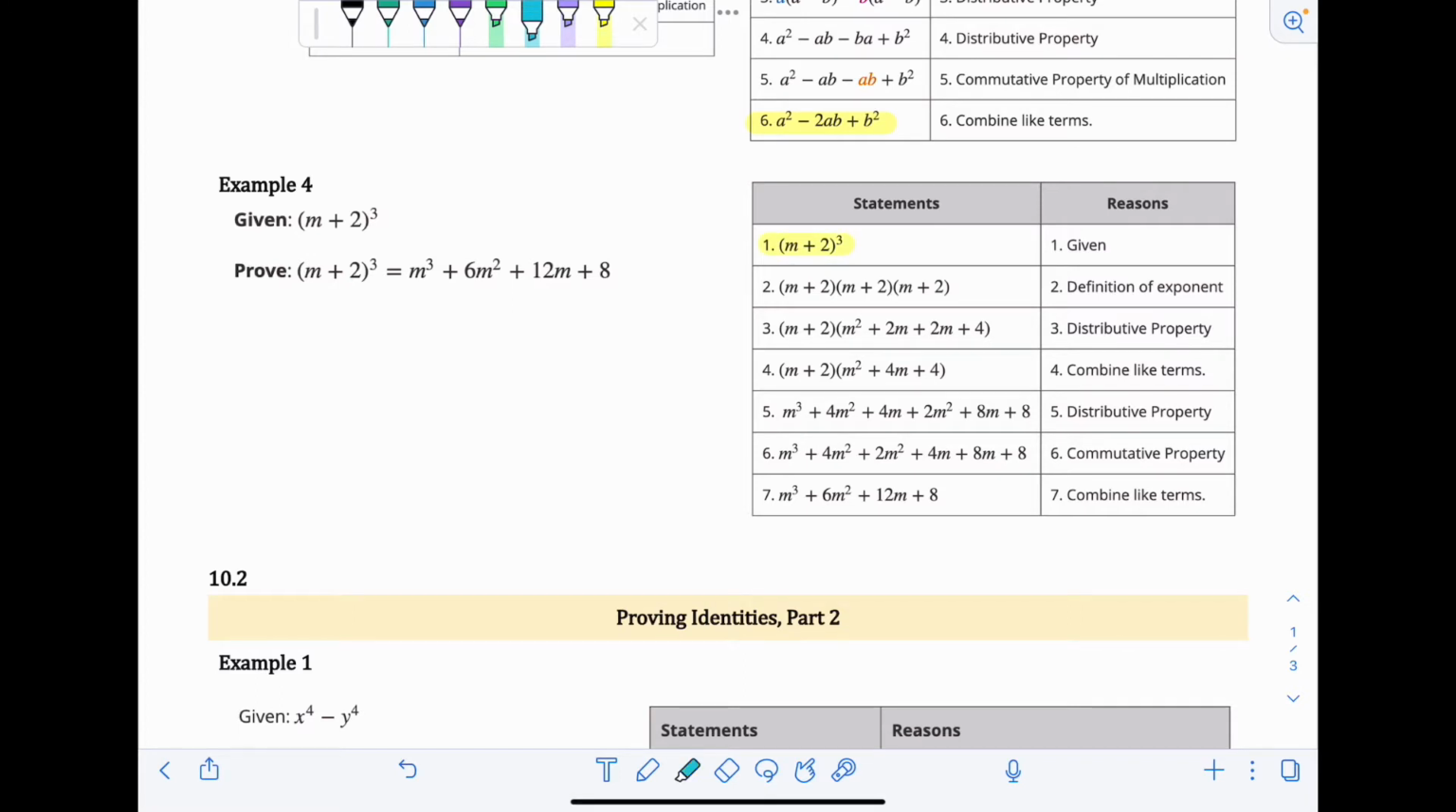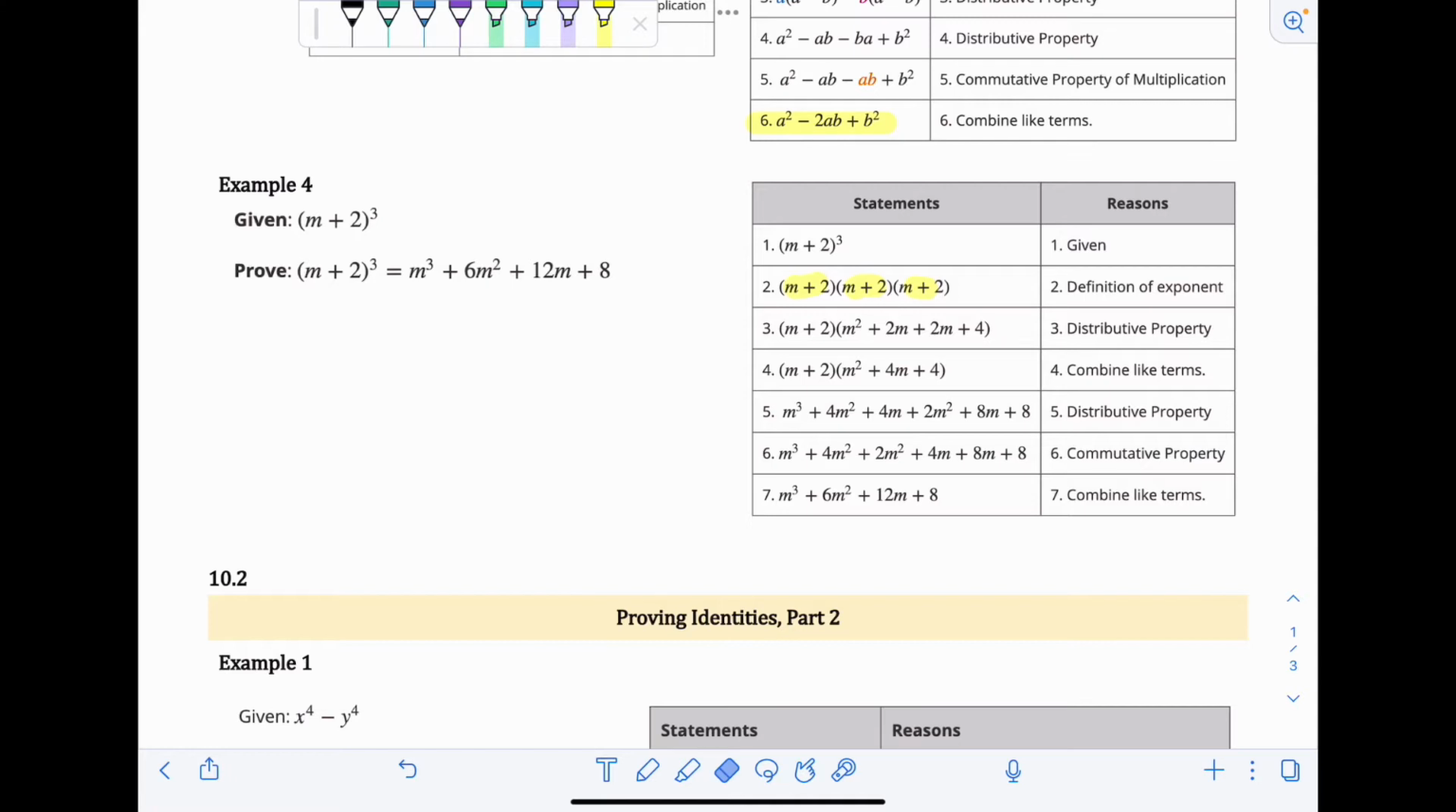If it's raised to the third power, for the second step, using the definition of the exponent, I just have to expand it 3 times. So I do (m + 2) times (m + 2) times (m + 2), 3 times by itself. That's what cubing something is. And then now I have to kind of distribute.